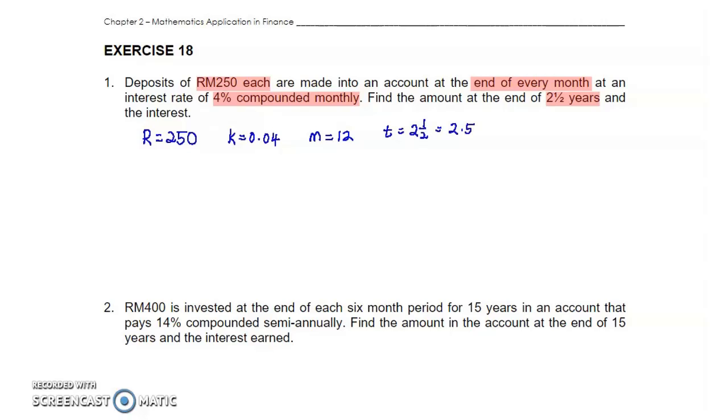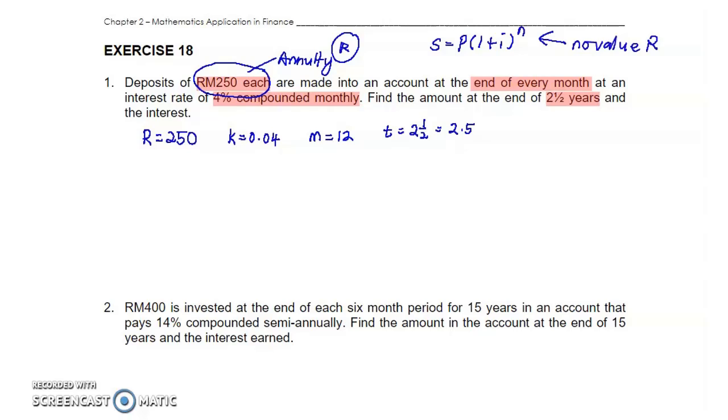Okay, now look at here. This is to indicate the topic annuity. Okay, so use the annuity formula. In the annuity formula, we have value R. But in the compound interest formula, S equals P(1 plus I) to the power of N. So in this formula, there is no value R. Okay, so that's how to differentiate the topic compound interest and the topic annuity. Again, in the topic annuity, we have the annuity value here. This is the keyword.